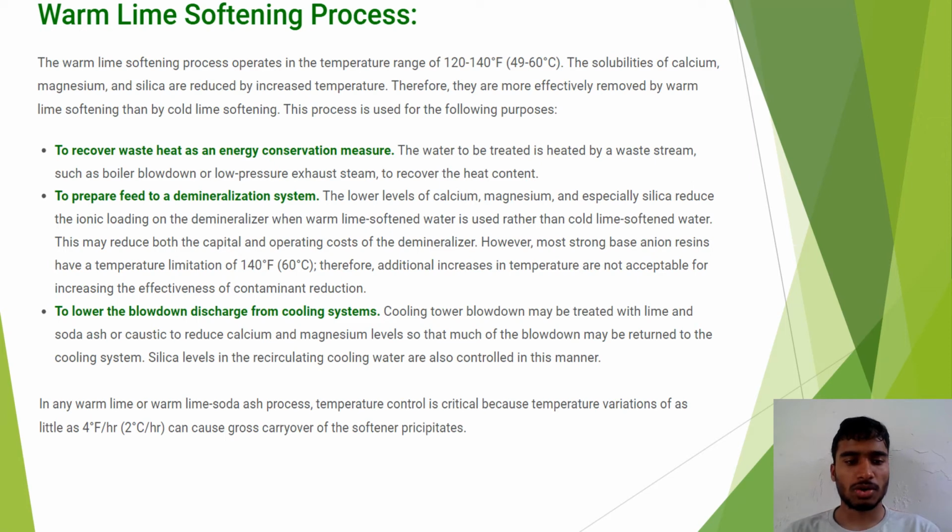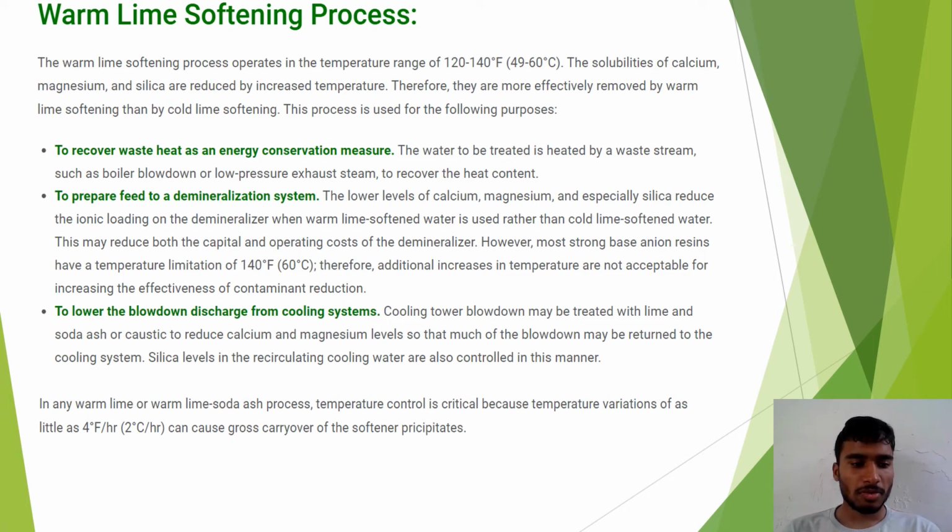To lower the blowdown discharge from a cooling system, cooling tower blowdown may be treated with lime and soda ash or caustic to reduce calcium and magnesium levels so that much of the blowdown may be returned to the cooling system. Silica levels in the recirculating cooling water are also controlled in this manner.